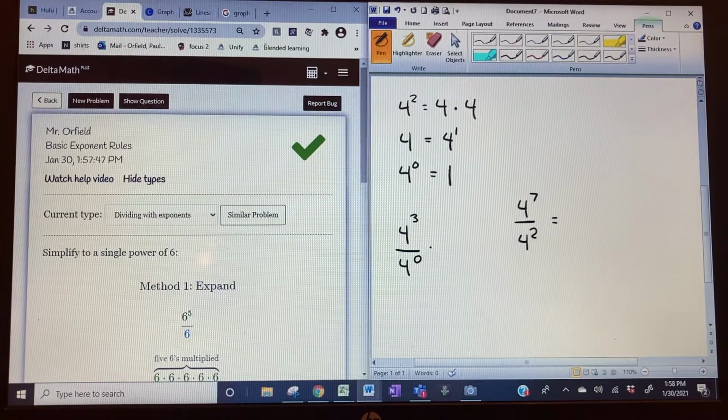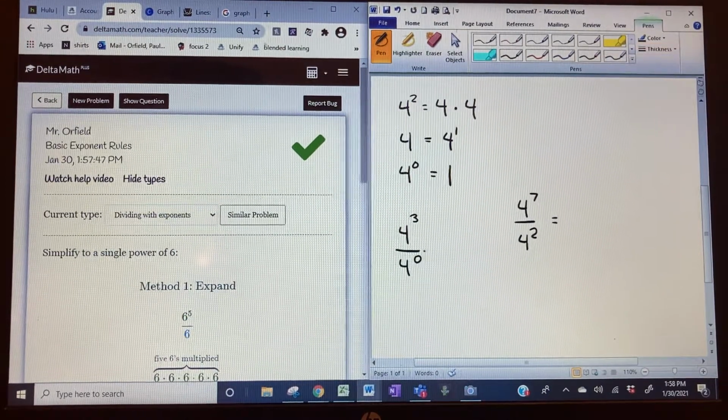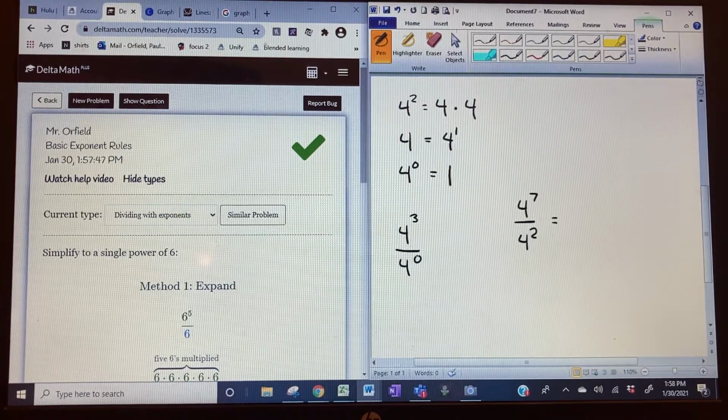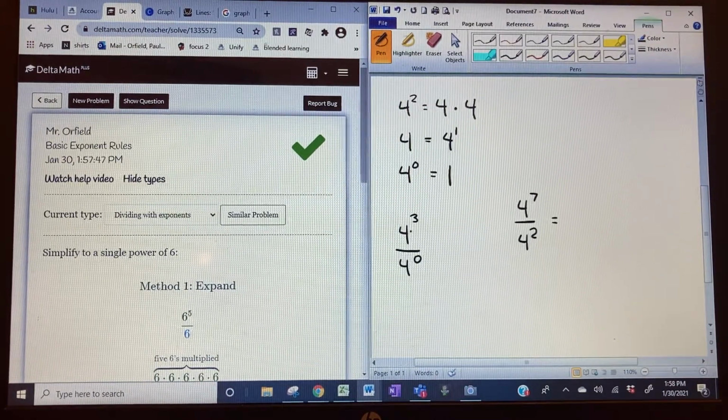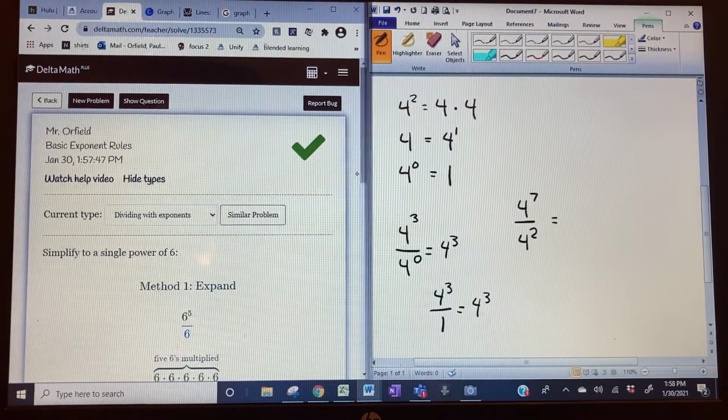All right, and then I'm going to go ahead and do this one. So again, don't overcomplicate things. It's an exponent of 0. The bases are the same, those numbers in front of the exponents. So 3 minus 0 is 3, so we still just have 4 to the third. Another way of looking at this is 4 to the third over 4 to the 0. We know anything to the 0 actually equals 1. Anything over 1 is just whatever that number is. And once again, I'm going to show you why this trick works.